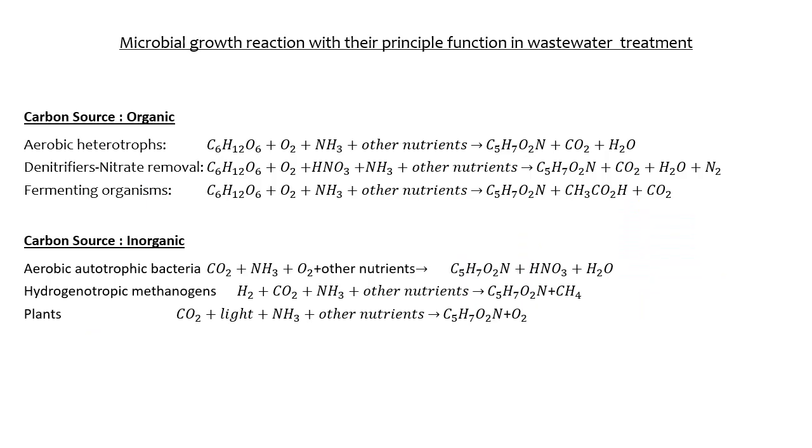Considering the microbial growth reaction, which feeds on organic carbon source and inorganic carbon source, the majority of the organisms in the aerobic process are aerobic heterotrophs, whereas the anaerobic process consists of four stages. In the initial stage of the anaerobic process, the carbon source is organic, which is fed by fermenting organisms, whereas later the carbon source is inorganic, fed by hydrogenotrophic methanogens. Other organisms fed by organic and inorganic carbon sources are shown in the figure.